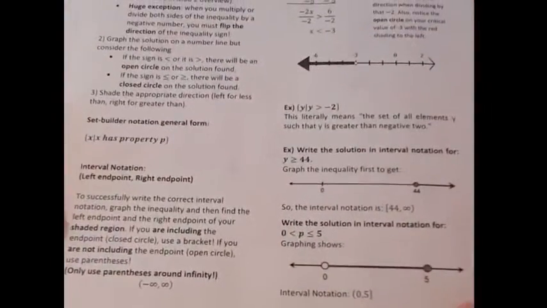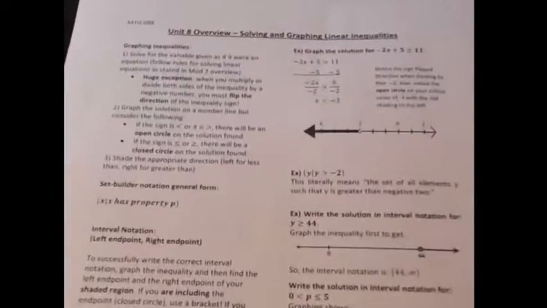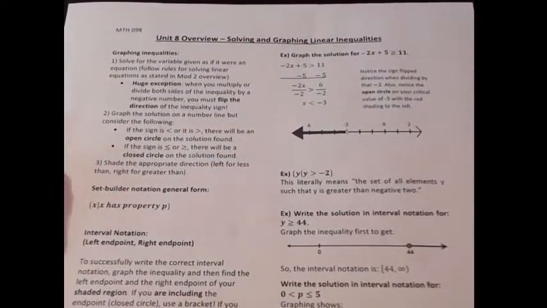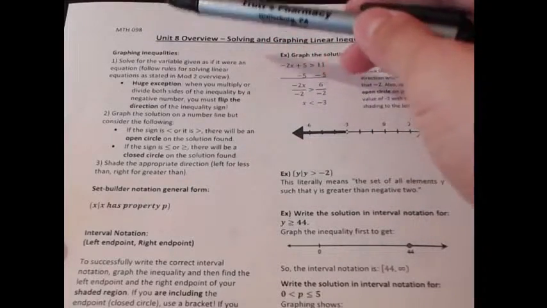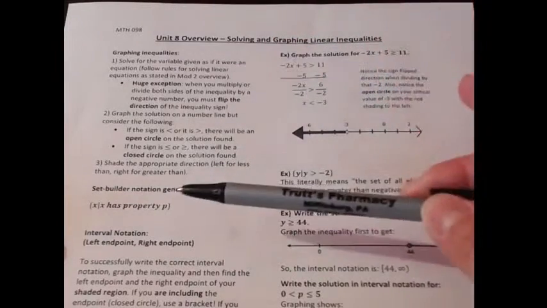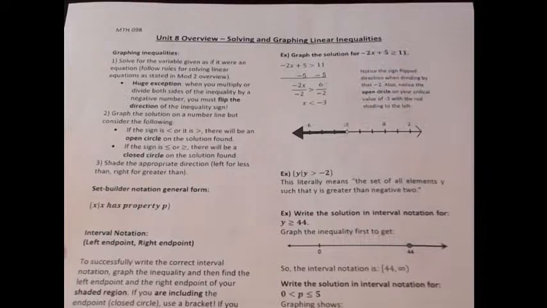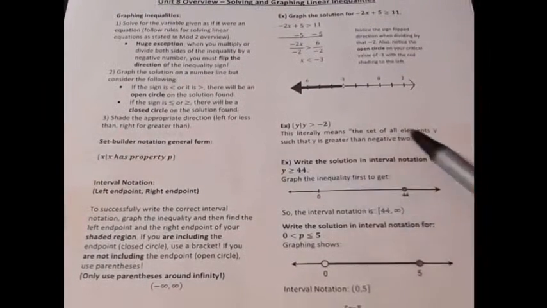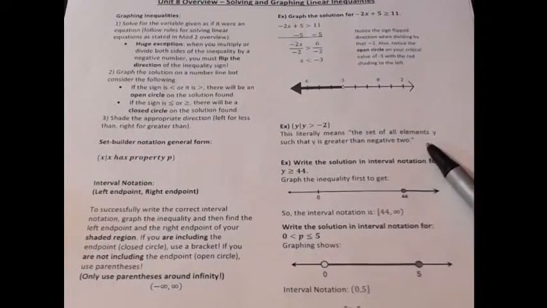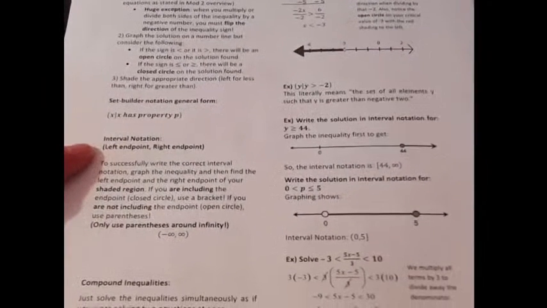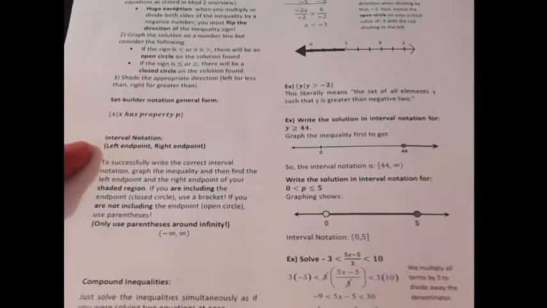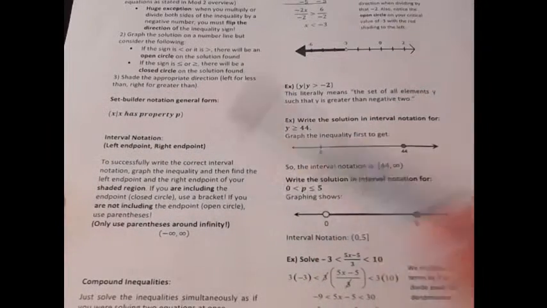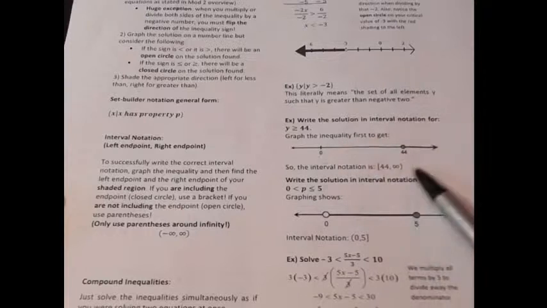So we have the Unit 8 overview, solving and graphing linear inequalities. I start off by giving you a summary of the ideas behind graphing inequalities. I've even given you an example here. I write out set builder notation, and I tell you what it actually states in my example here. I indicate the properties of interval notation, how you have to focus on the left endpoint and the right endpoint. And I've shaded a region, and then I've illustrated that in interval notation. Similarly with this one as well.